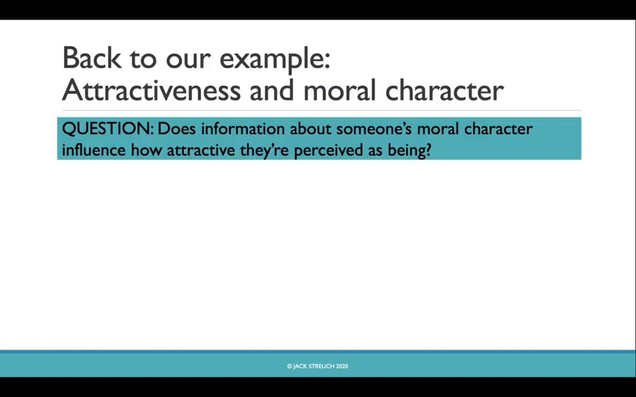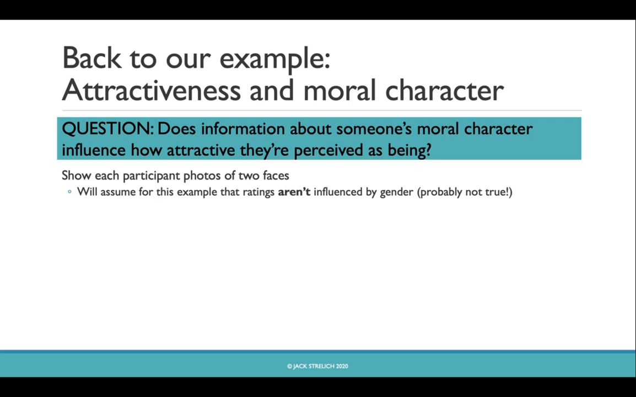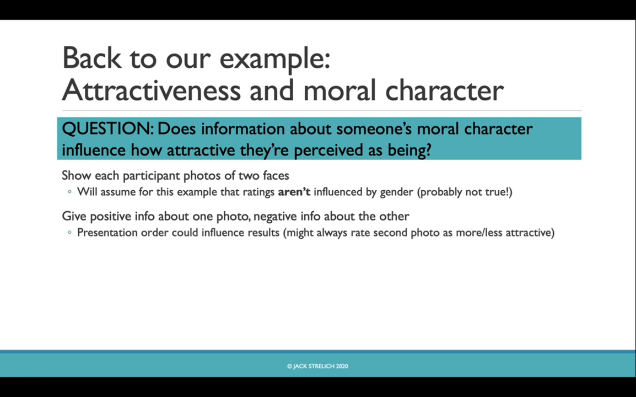So, let's go back to our example study, examining attractiveness and moral character. Our research question is, does information about someone's moral character influence how attractive they're perceived as being? So we'll show each participant photos of two faces. We'll assume, for this example, that participants' ratings of attractiveness are not influenced by their gender or by the gender of the faces. Now, of course, this is almost certainly not true in real life, but for the purposes of this example, we'll assume that it is, because it makes things way simpler. We'll give positive information about one photo and negative information about the other.